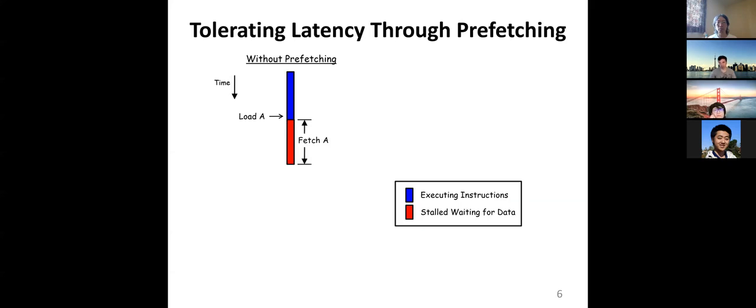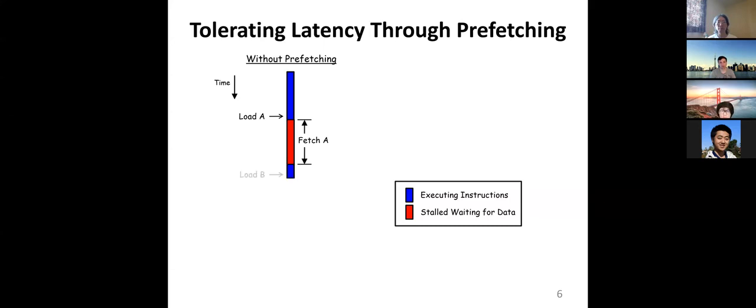If that load happened to miss in the cache, you would have to fetch the data from the higher-level memory hierarchy, from memory, for example. That red period is when you're stalling, waiting for data. In a very primitive, single-threaded, non-pipelined design, you would literally not do anything. You had the load, it needs data, you would just wait. Processors are a little smarter than that, but for simplicity, you can think that really nothing is going on here. It's just fetching.